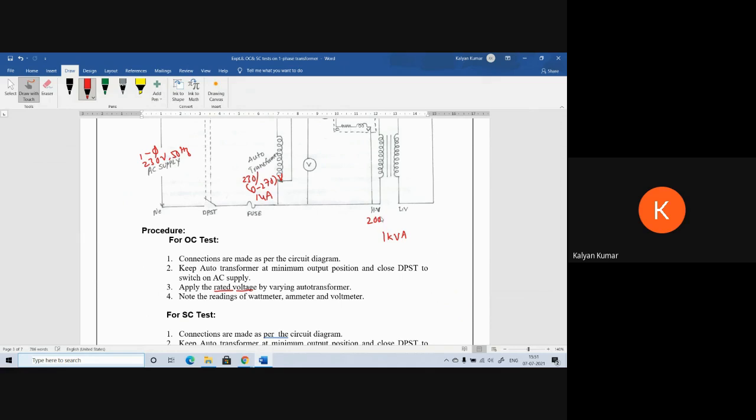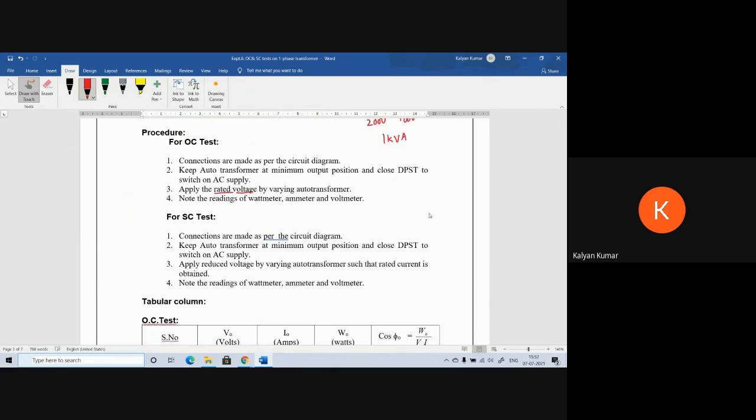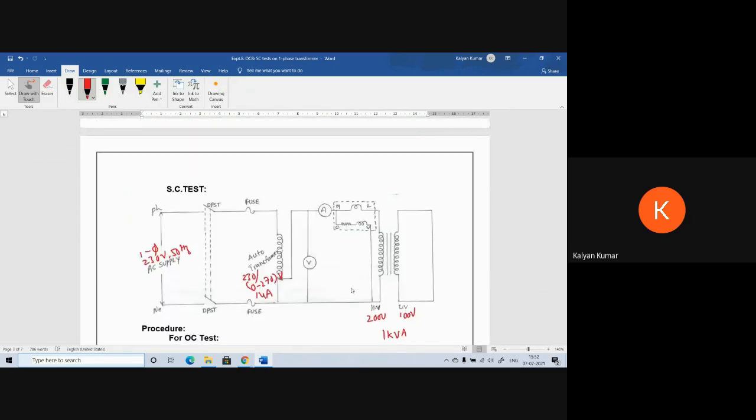This is 200 volts. This is 100 volts. Now under SC test, we need to apply reduced voltage by varying the auto transformer such that rated current is going to flow. So the rated current should flow here. The rated current is given by I equal to S by V, which is equal to 1000 by 200, that is 5. So the ammeter that we have to use is a 5 amps meter.